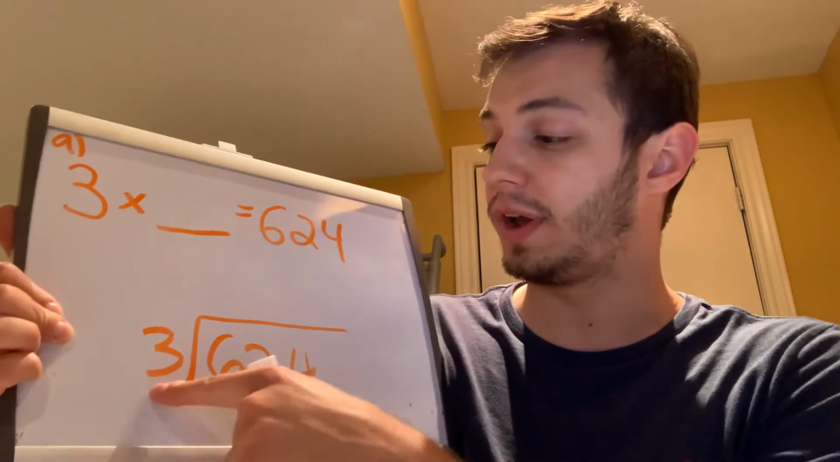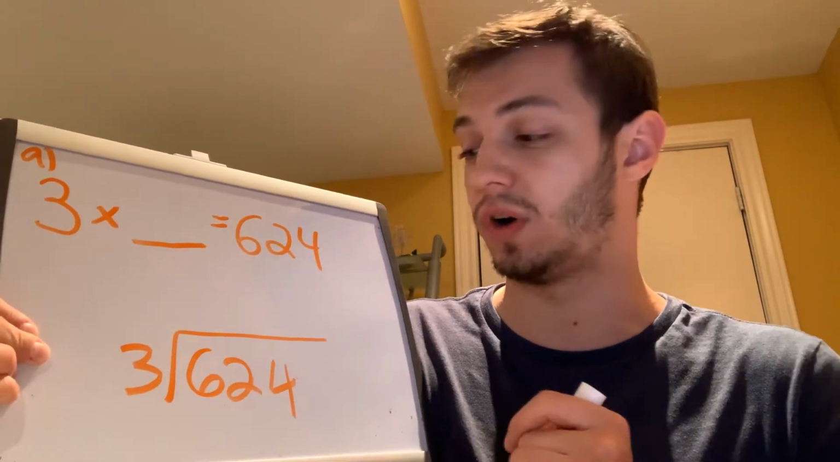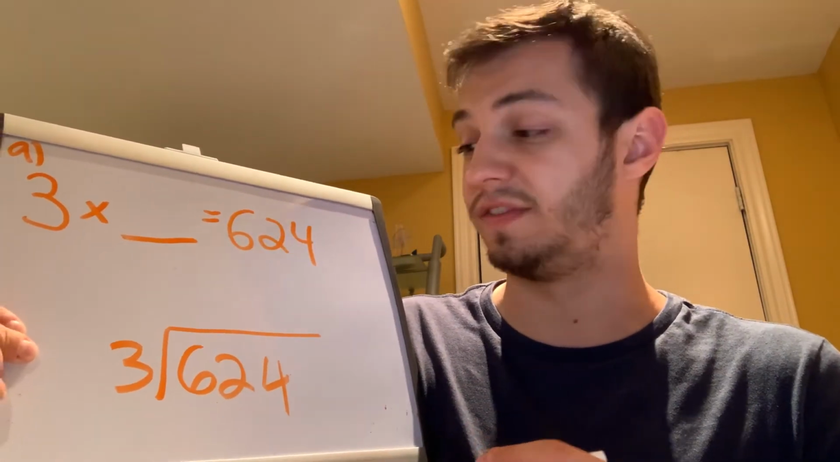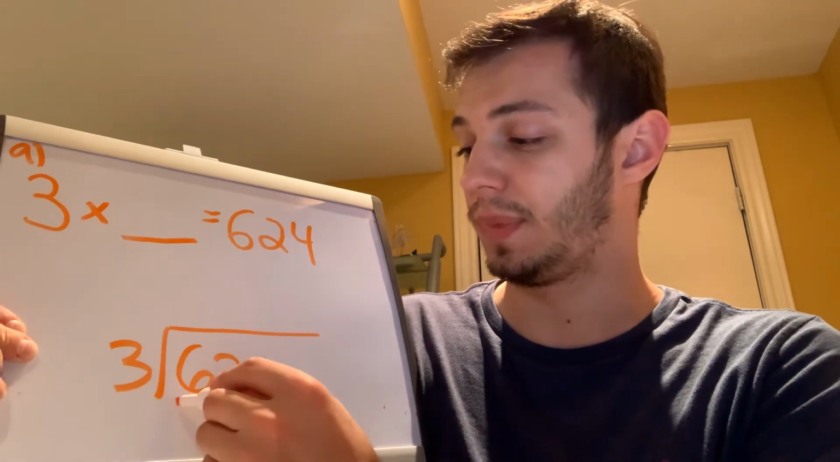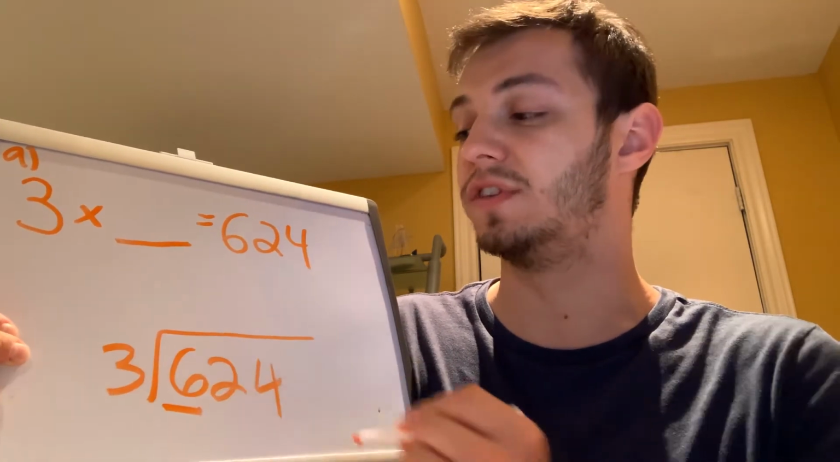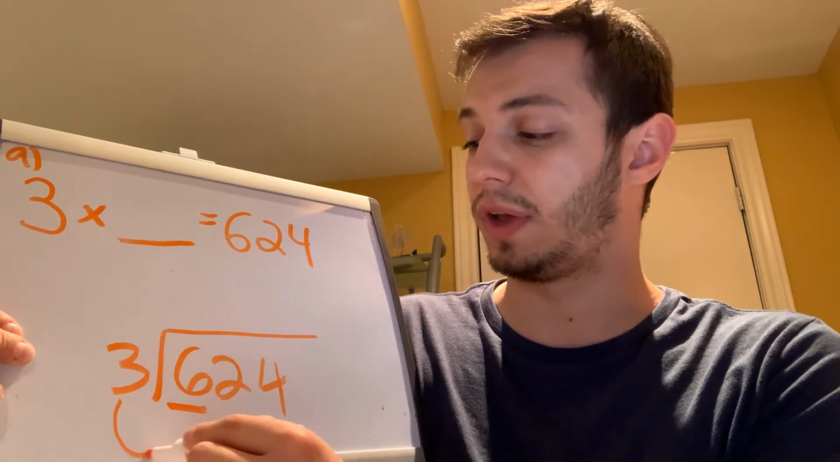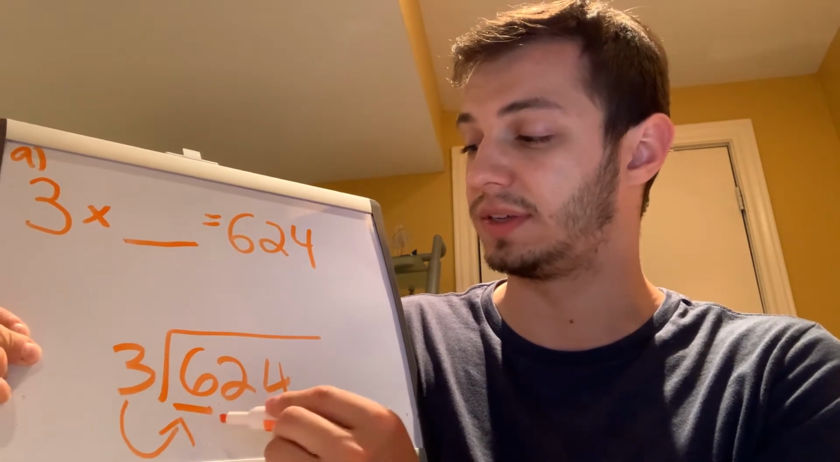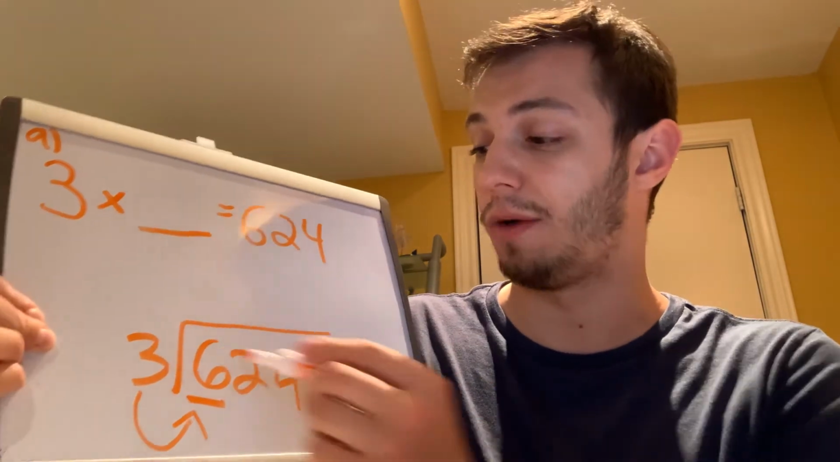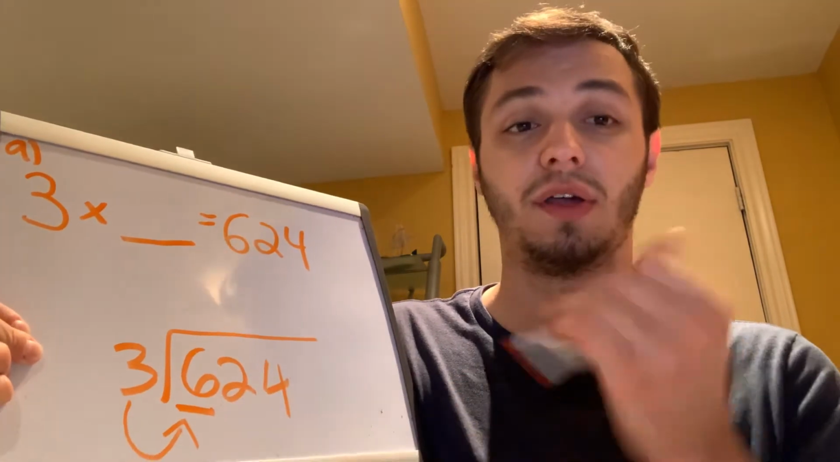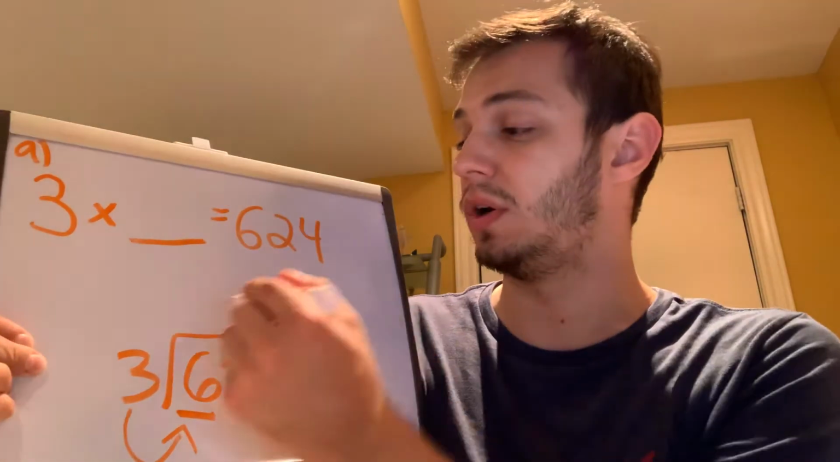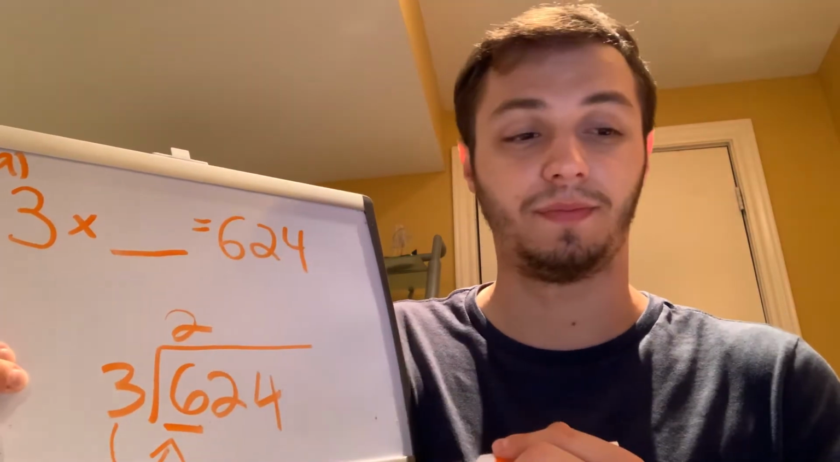So now that we've organized the problem into our division problem, we're going to start to divide. So I'm going to look at the 3 and look at the first number inside of the division problem. Can I multiply this or divide the 3 into the 6? Yes, I can. How many times can 3 go into 6? 3, 6, 2 times. So we're going to put the 2 right on top.